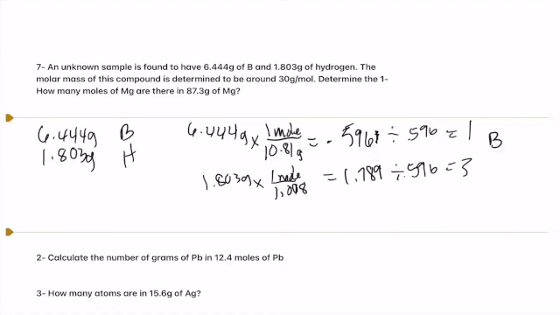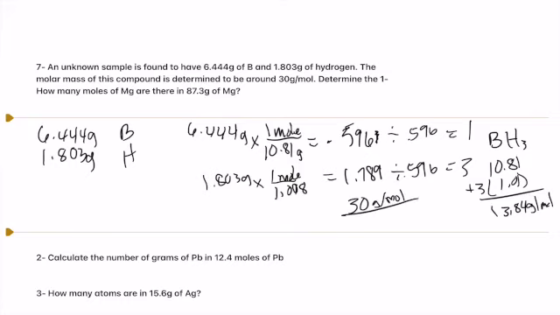So we've figured out that our empirical formula is BH3, but we're also asked to determine the molecular formula, knowing that the molecular mass is around 30 grams per mole. So we need to find the empirical formula mass, and what we do here is we take our boron, which is 10.81 grams per mole, plus our 3 hydrogens at 1.01 grams per mole each. We add them together. We get 13.84 grams per mole.